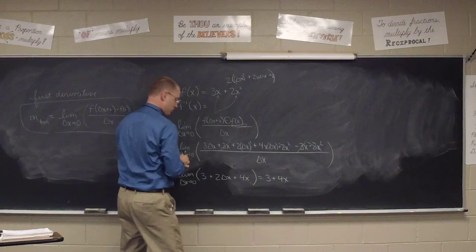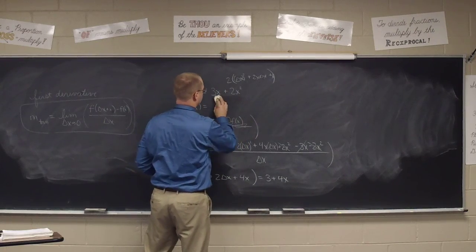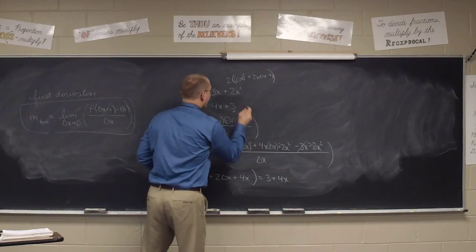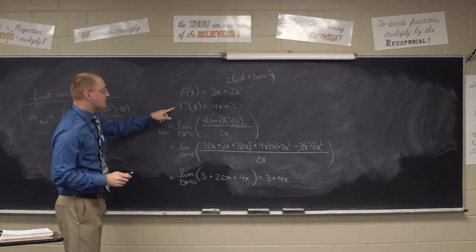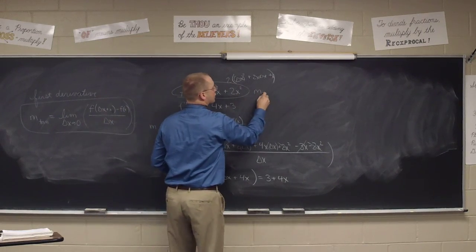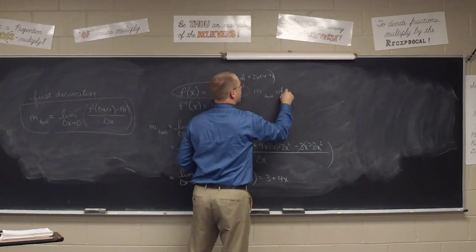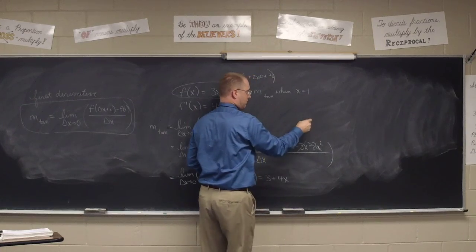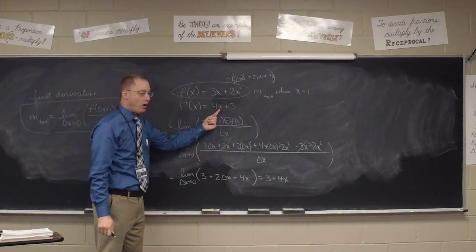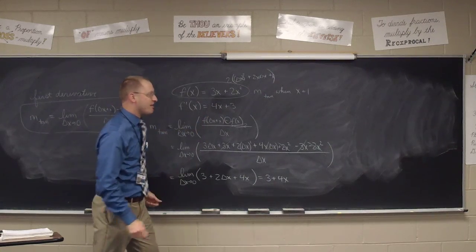That's the first derivative. Or, if we wanted to write it in descending order, we could say 4x plus 3. The original wasn't in descending order. This is my first derivative. So if we came to this function, I said, what is the slope of the tangent line when x equals 1? Well, come to the first derivative and plug in a 1. What do I get? 7.